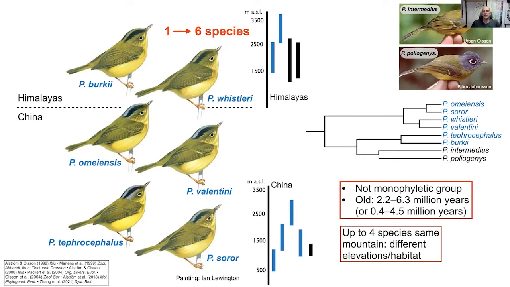We also found that there was widespread sympatry with up to 4 species occurring on the same mountain, mainly segregated by elevation. And we also found that what was previously treated as a single species is actually not a monophyletic group. So as you can see here, the gray-cheeked and white spectacled warblers are actually more closely related to Tephrocephalus and Berkey than they are to those others in this complex. So the original golden spectacled warbler, Phylloscopus burkii, or Seicercus burkii as it was called, is not a monophyletic group.